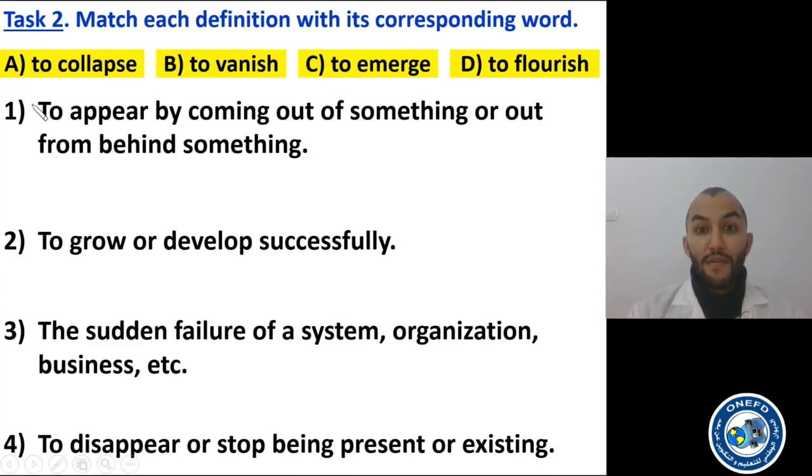Okay. Number 1, to appear by coming out of something or out from behind something. Number 2, to grow or develop successfully. Number 3, the sudden failure of a system, organization, a business, etc. Number 4, disappear or stop being present or existing. Now, pause the video, think about it, do it, and I'll see you right after.